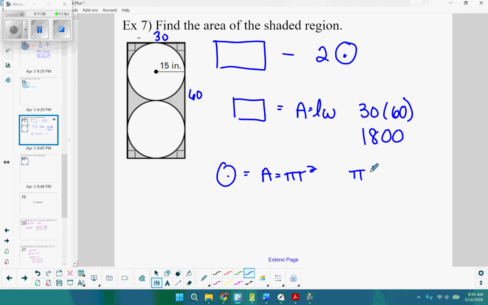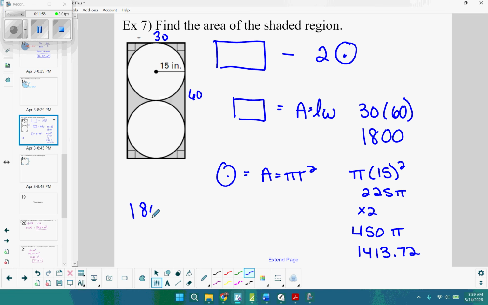Each circle, right, we know our area is pi r squared. So we're going to do pi times 15 squared, or 225 pi. I'm going to leave it in terms of pi for a second because I know I want two of them. So I'm going to double that first to get 450 pi, and now I'll take the decimal. So that's going to be 1413.72. So if we're going to do rectangle minus the two circles, that's going to be the 1800 minus the 1413.72. So my shaded region is 386.28 square inches.